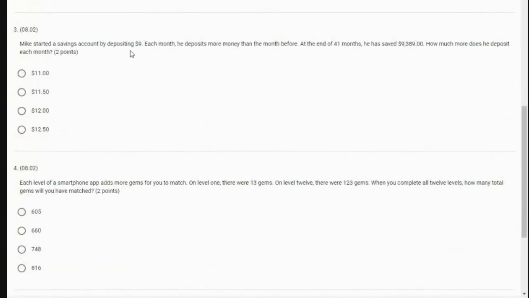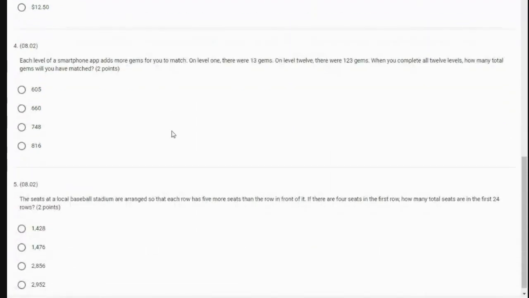Mike started a savings account by depositing $9. Every month he deposits more than the month before, and at the end of 41 months, he has saved over $9,000. How much more does he deposit each month? So he's depositing the same amount more every month. How much is that common difference? How much is it going up per month for his deposit? Let's see what I've got.